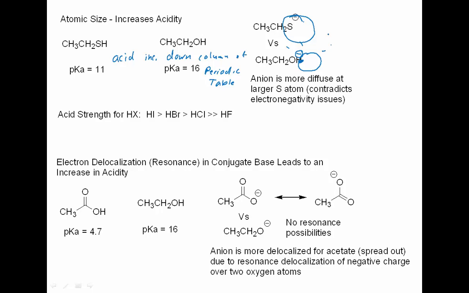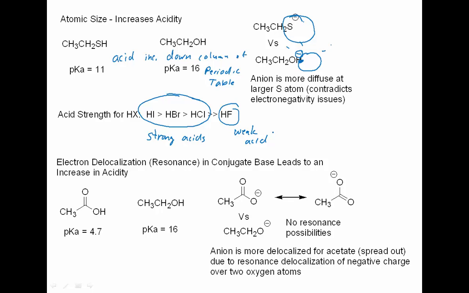Okay, if we look at the halogens, this is a trend that's important to remember, that HI is stronger than HBr, stronger than HCl, which is much stronger than HF. All of these in the Brønsted classification are strong acids, whereas HF is a weak acid.